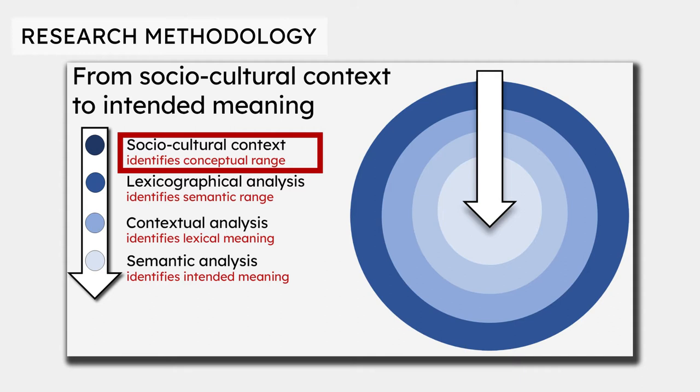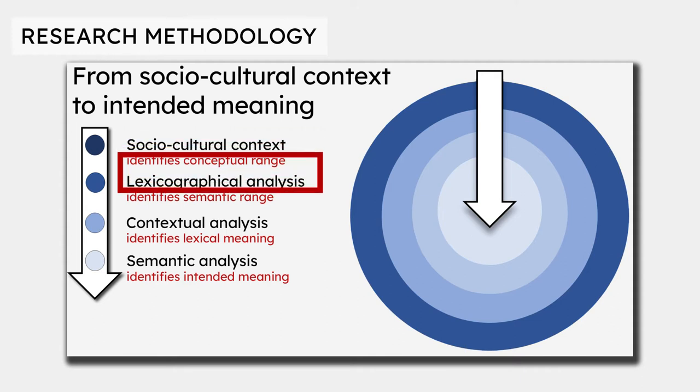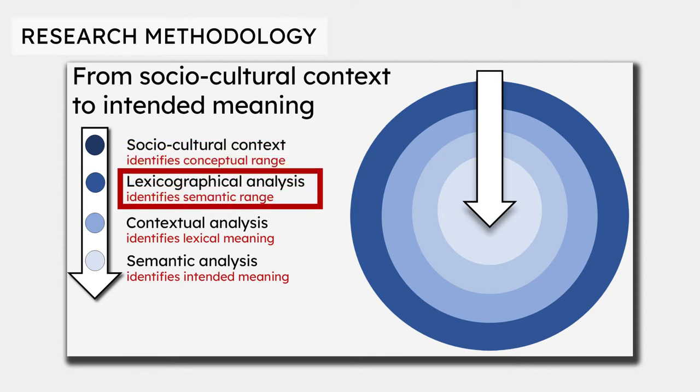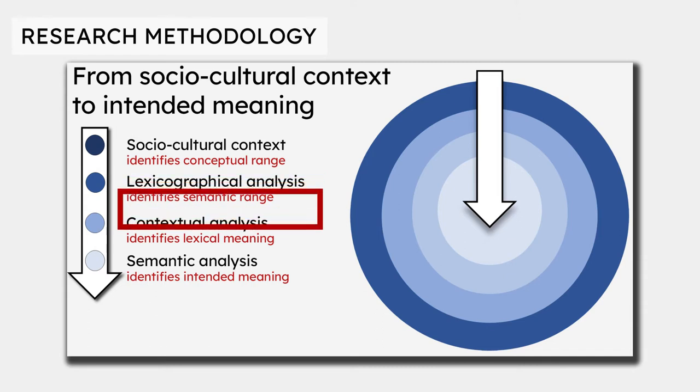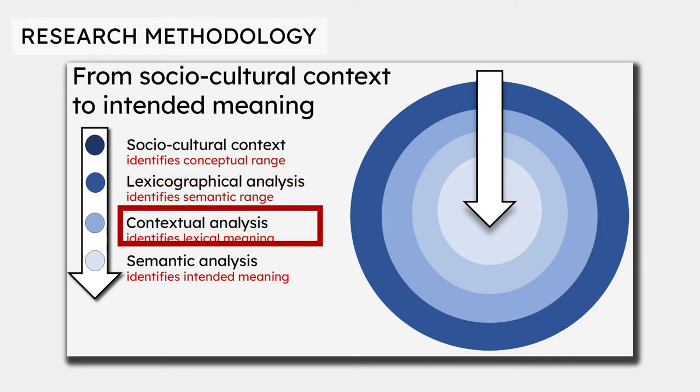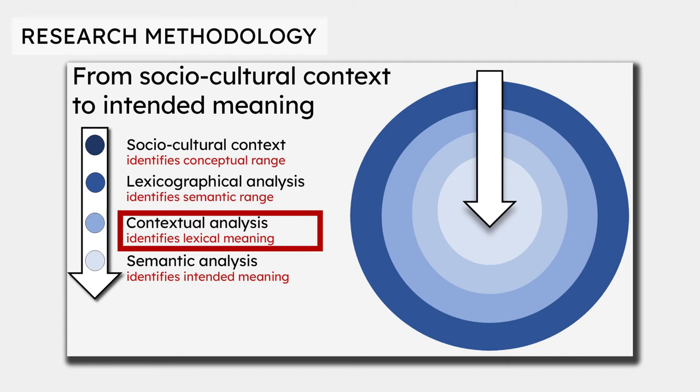Having established socio-cultural context, we then move on to lexicographical analysis. Now we're looking at the writer's individual words, and once again, we need to establish the range of possible meanings they could have. This is the point at which we perform the diachronic and synchronic analysis I provided previously. Once we have determined the range of possible meanings the writer's words could have, we move on to looking at which of those meanings the writer is most likely to have used. This is the lexical meaning.